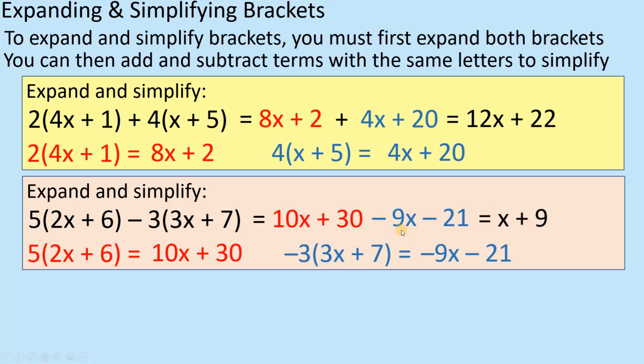So you can see it there. 10x minus 9x is 1x. You'll notice I haven't written the 1. We tend not to need the 1 when we're dealing with just one of them. But that's 1x. And then 30 take away 21, which is going to be 9.